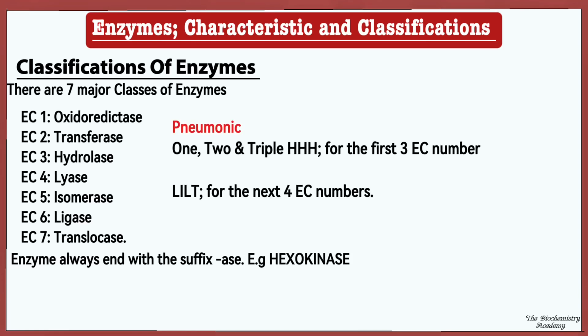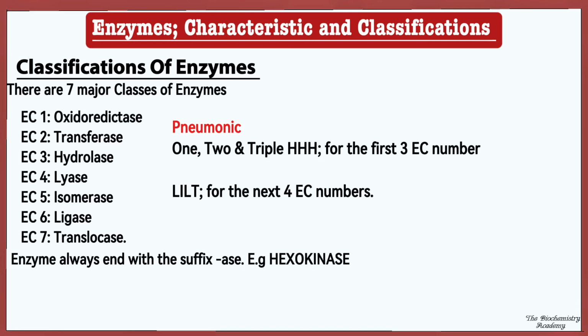One can be creative to create a mnemonic, like for example 1, 2, and triple H. 1 can represent oxidoreductase. The number 2 can represent transferase. Then triple H, if you remember the wrestler, and this H represents hydrolase for the first 3 EC numbers. Then for the remaining 4 EC numbers, we can use the mnemonic LIT. We can say that the topic of enzyme is LIT. You can use it to remember, but you can create your own mnemonic.